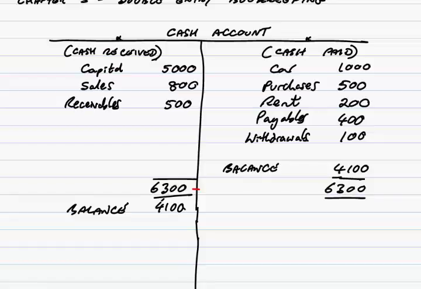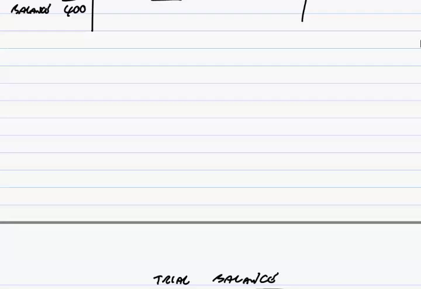A third error. The car was 1,000, credit cash, debit car. But suppose we debited the wrong account. Instead of debiting car, we debited rent. It's wrong. But if the debit equals the credit, then the trial balance would still balance. Now I'm going to mention one more in a moment, but just let me summarise those.